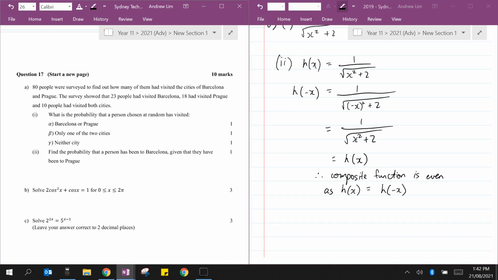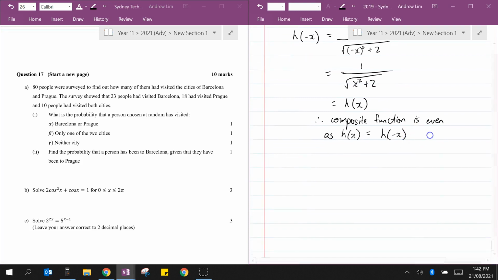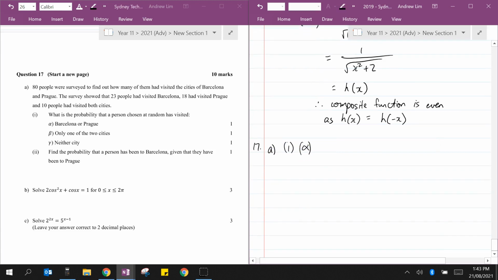Question 17. 80 people were surveyed to find out how many of them had visited the cities of Barcelona and Prague. The survey showed that 23 people had visited Barcelona, 18 Prague, and 10 had visited both. What is the probability that a person chosen at random has visited Barcelona or Prague, only one of the two cities, and neither city? So part 1, part a, Barcelona or Prague.